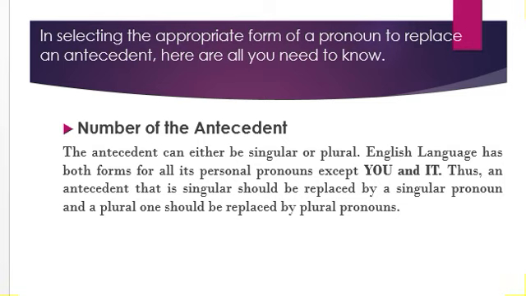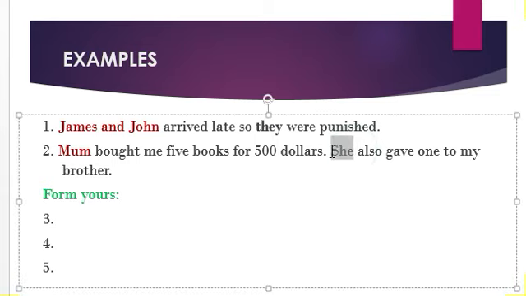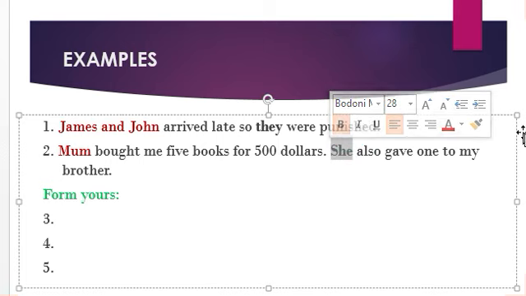Let me give you an example. Let's say an example here. James and John arrived late, so they were punished. You can see that they there is coming in place to replace James and John, which are plural. So that is why we have they there. So if you see example 2, Mom bought me 5 books for $500. She also gave one to my brother. She there is replacing Mom, and she there is singular, of course.